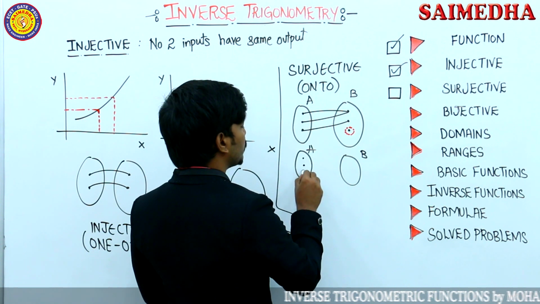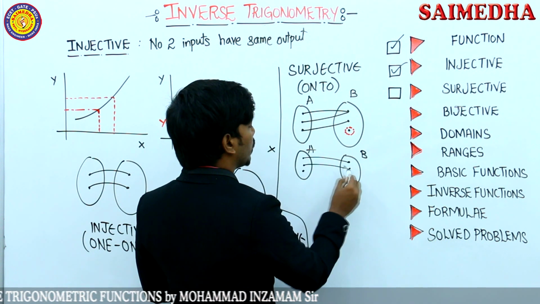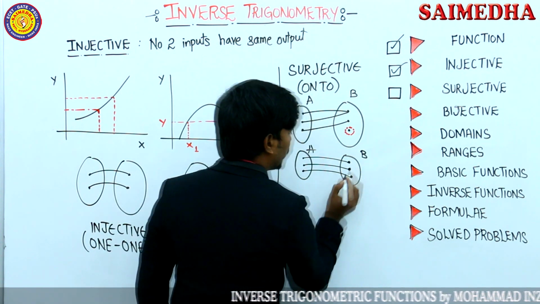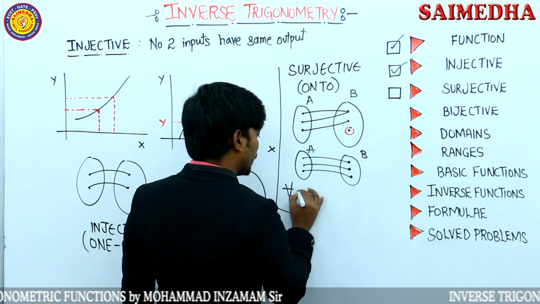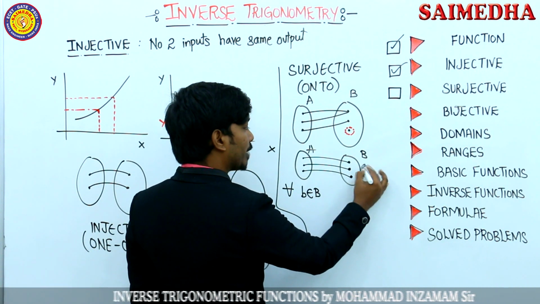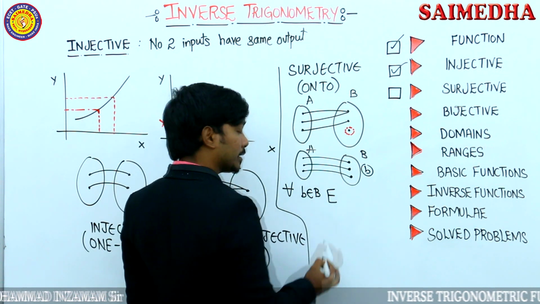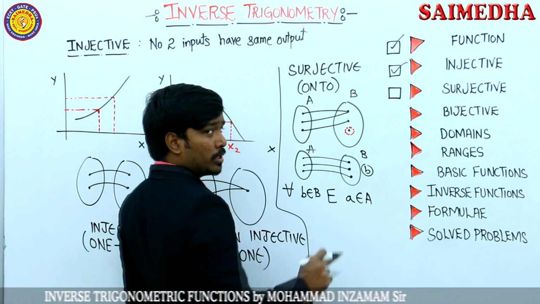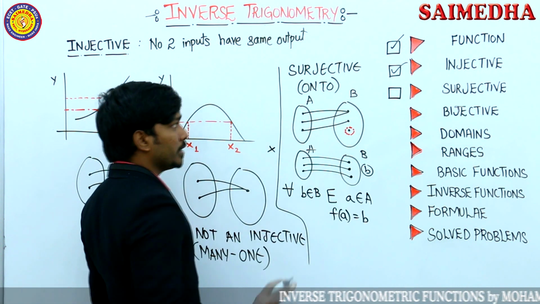You can understand it very well. This is 1, 2, 3. Again 1, 2, 3. Three elements are there. Now all the elements have been mapped. That means you need to write in this manner: for all b belongs to capital B, where small b are the elements, there exists an element a which belongs to capital A such that f of a is equal to b. That is the surjective definition.